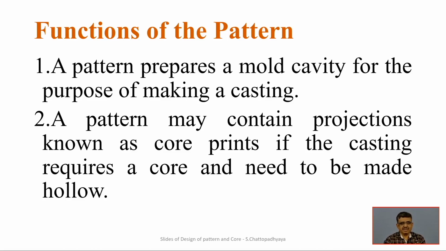A pattern may contain projections known as core prints, and if the casting requires a core and needs to be made hollow, in many cases we want a hollow part of those components, so no point in making a solid part when we have to make it hollow. So cores are used in order to ensure there is appropriate hollowness, so that the machining requirement is less. Otherwise a solid part can be cast and then we can go for machining, but the problem with machining is that it is an extra hazard. Extra cost and other kinds of implications will be there in order to make those hollow sections. Sometimes the geometry is not accessible for the machine tool to enter to make a hollow part. So it is always a good thing to make use of a core to make a hollow part. It is a very intelligent and decent process of making the hollow section.